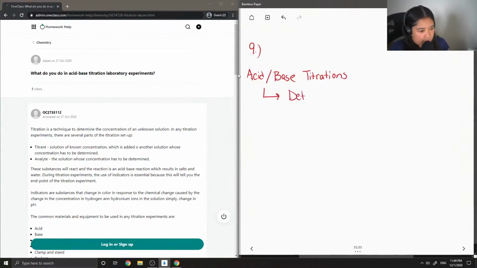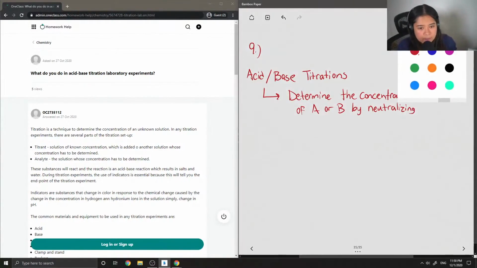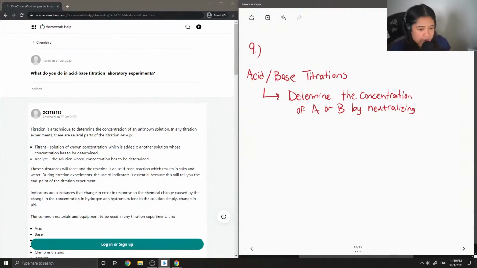So titrations are used to determine the concentration of A or B by neutralizing. So by A or B I mean acid or base. So by neutralizing it with a standard solution of either acid or base, depending on what you're trying to look for.